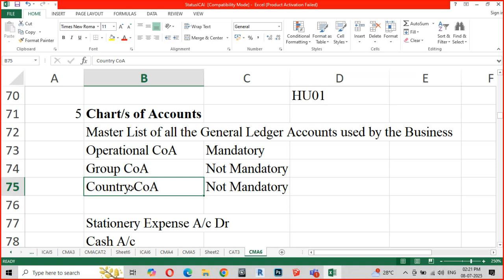So now you have three charts of accounts: operational, group, and country. But for your working purposes, the assignment or the creation of the operational chart of accounts is very, very essential for you to carry out the financial transactions for the business. Clear?